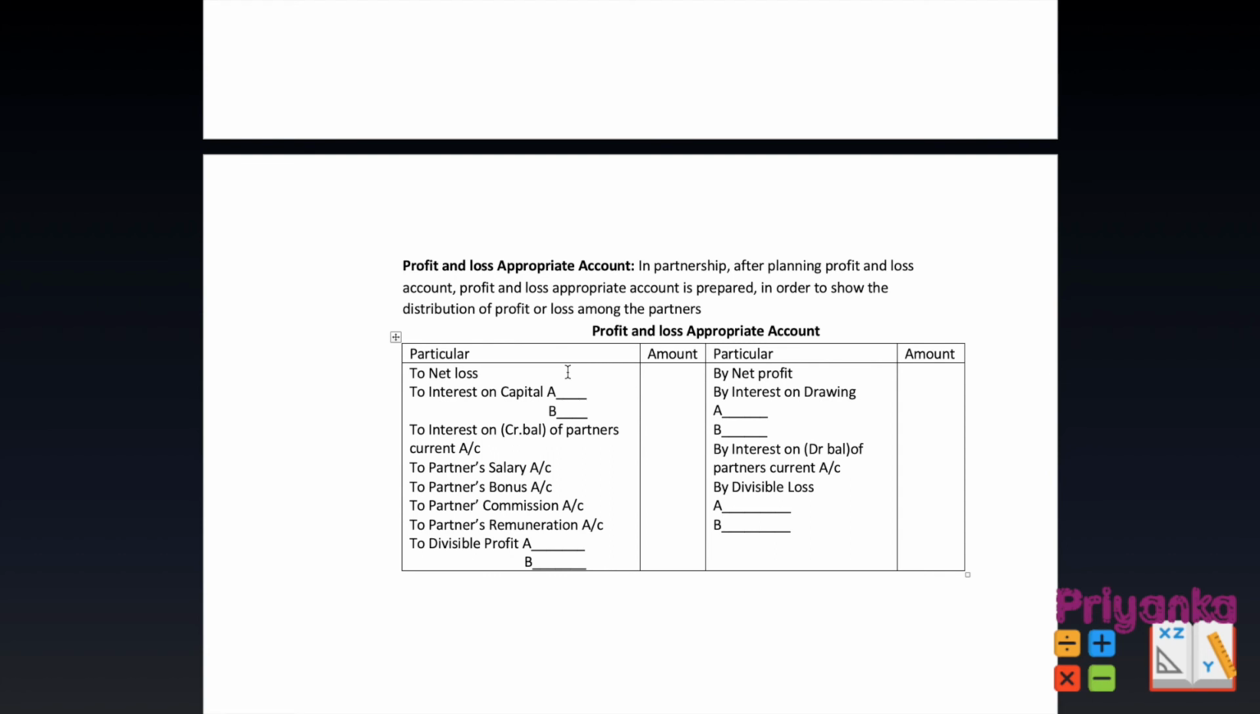Then whatever entries we kept on the credit side of the current account or the capital account, depending on the method, all will be moved across to the debit side, like interest on capital, interest on credit balance of partner's current account, partner's salary, bonus, commission, remuneration, and divisible profit. Whereas on the credit side, net profit, interest on drawing of the partners, then interest on debit balance of the partner's current account, and divisible loss. This divisible loss and profit depends on the balance wherever we find it. This will be clear with the solution of the question.